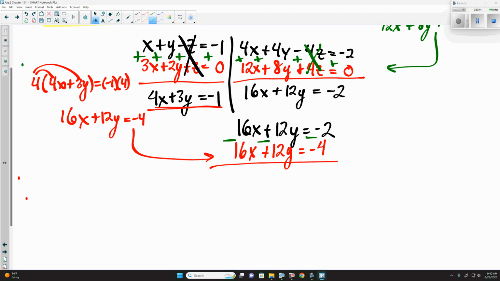Now, since both of the x values are positive, 16 and 16, we would subtract because 16 minus 16 would indeed be 0. 12y minus 12y is 0, so the entire left side is 0. On the right, negative 2 minus negative 4, because a negative makes a plus, negative 2 plus 4 is 2. Either way, we get 0 equals 2 or 0 equals 6. Is that a true statement?